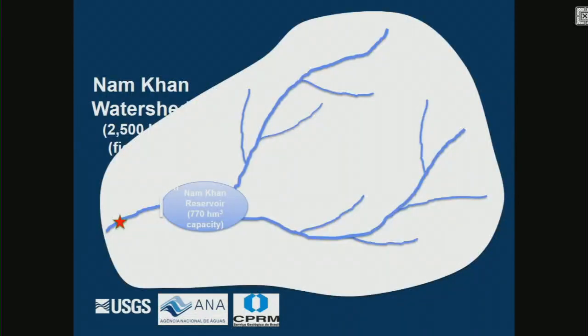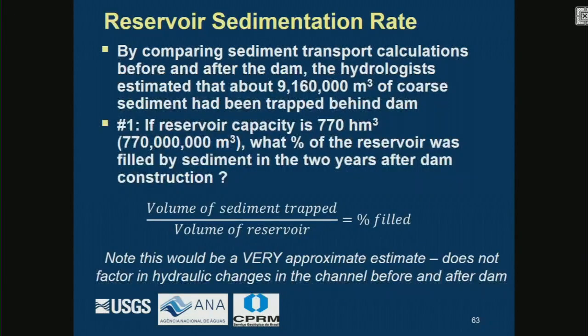We need the capacity of the dam, and then we have how much came down in the 2 years after the dam was built. Then we get the volume of the sediment trapped versus the volume of the reservoir, which is the percent filled. If you crunch through these numbers, maybe somebody crunches that, we can get a percent filled. Times it by 100 to get the percent filled.